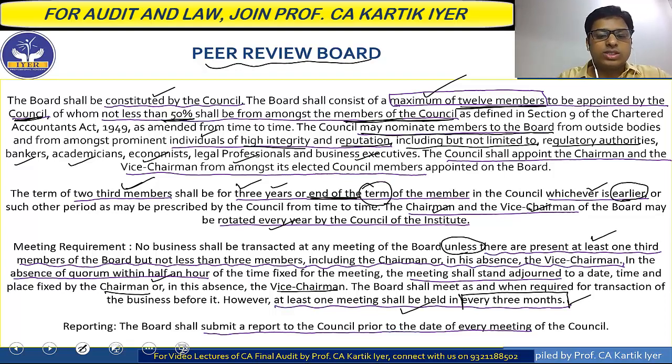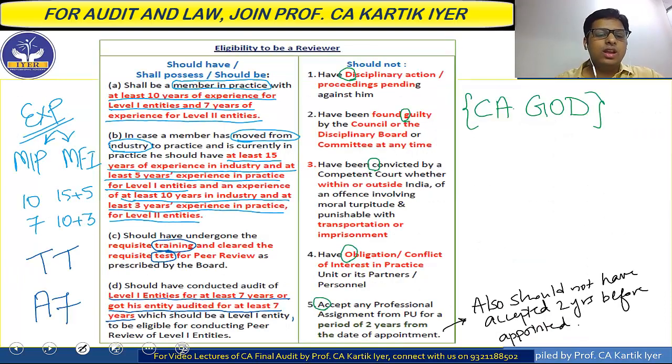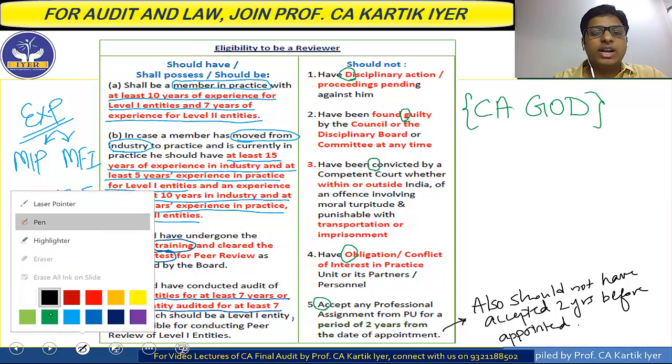Finally, reporting: the board shall submit a report to the council prior to the date of every meeting of the council. So even that is provided here. Simple. Now that is in relation to the peer review board. Now let's look into the eligibility of the reviewer. See, the peer review board will appoint the reviewer. And the reviewer will then review whether the technical standard, ethical standard, professional standards have been complied with or not by the practice unit.